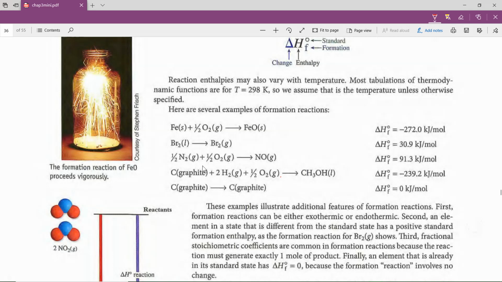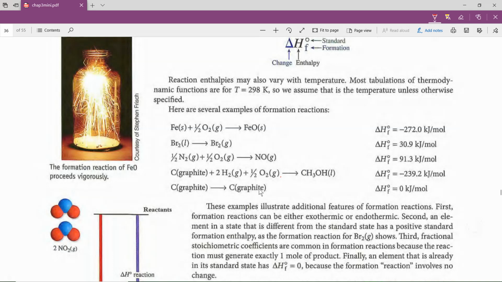Half N2 plus half O2 goes to NO gas. So 1 mole of NO is formed by half a mole of N2 and half a mole of O2. CH3OH, methanol, 1 mole of methanol, is formed from graphite, hydrogen, and oxygen. And that's exothermic. Delta H is minus 239.2 kilojoules per mole.